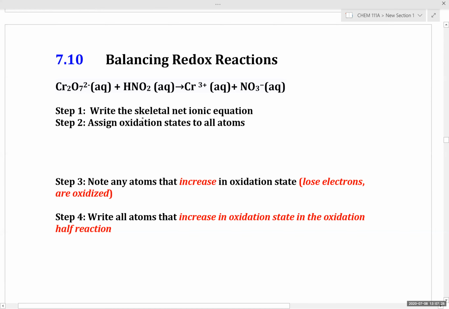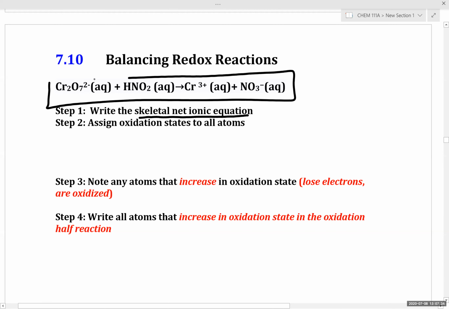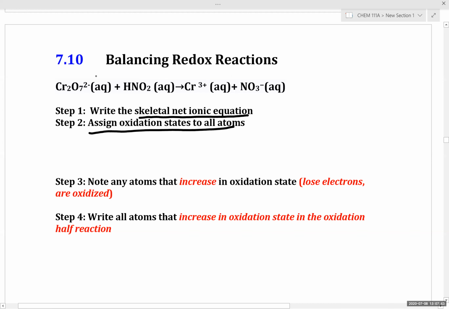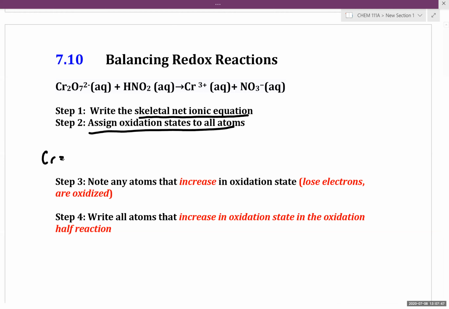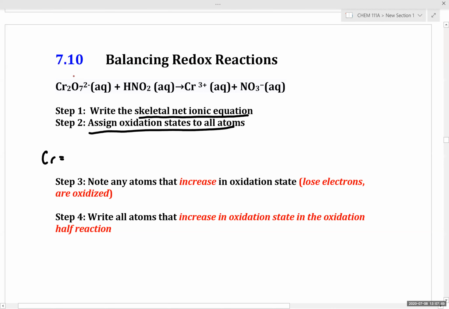So first we assign the skeletal net ionic equation. So we already have our net ionic equation up here. We're going to assign oxidation states to all atoms. So looking at chromium, so let's do the easy ones first. Oxygen's -2, hydrogen's +1, chromium 3 plus is +3, oxygen's -2.